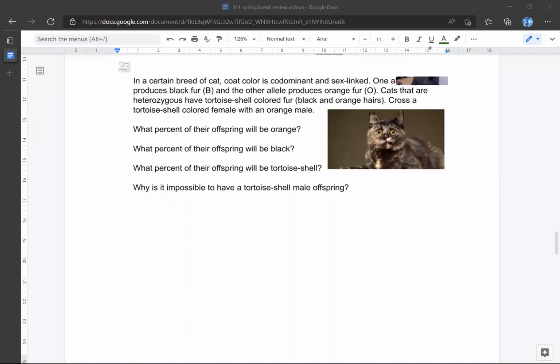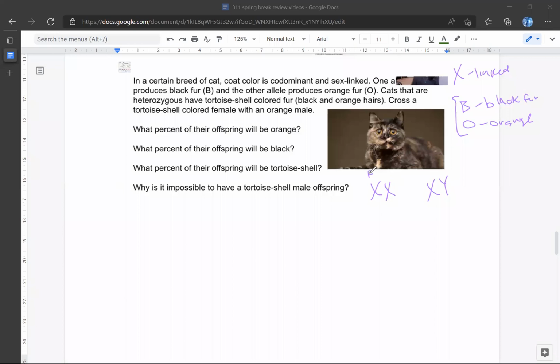Anyway, as I was saying, we have a tortoise shell colored female and an orange male. So these are sex linked. So we're dealing with X's and Y's. Cats have females that mate with males. And so we have the B and O alleles to look out for. When it says sex linked, let's assume that it's X linked instead of Y linked. So we have this X-linked trait that is fur color. We have the B allele that codes for black fur, O that codes for orange, and these are linked to the X chromosome.